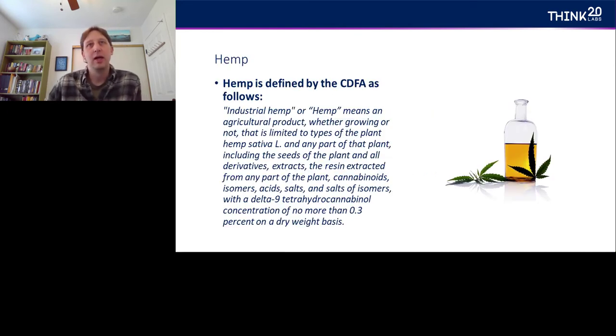To begin with, I'm going to talk a little bit about how hemp is defined. There are state-by-state regulations. Certain states set a limit at 0.3% delta-9 THC. And then there's a federal limit, which is a total THC concentration of less than 0.3%. This is a combination of the acidic form, THCA, and delta-9.